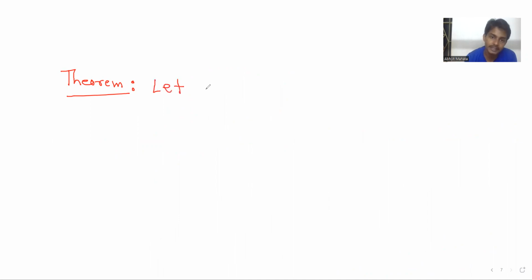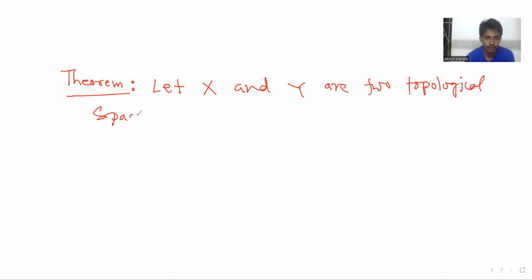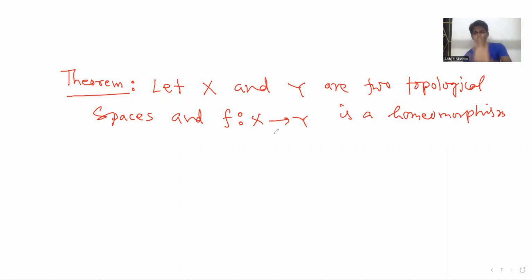Now we compare two topological spaces, x comma tau. Here I'm not considering tau, so just writing topological space. Let x and y be two topological spaces, and f from x to y is a homeomorphism. Here I am assuming that x and y are path connected. So homeomorphism. Then we will not write the base point.